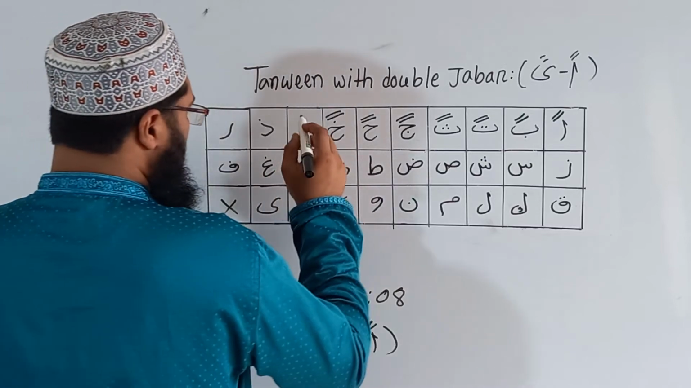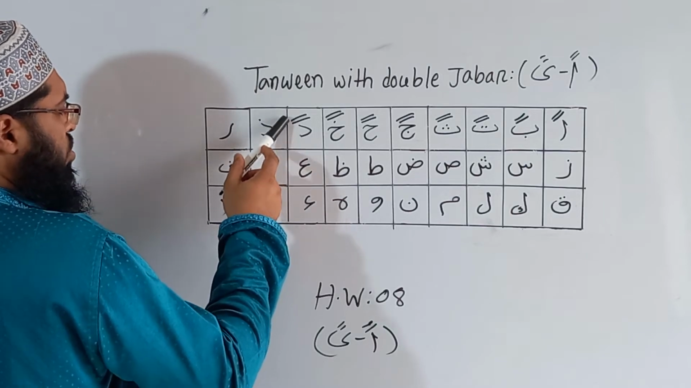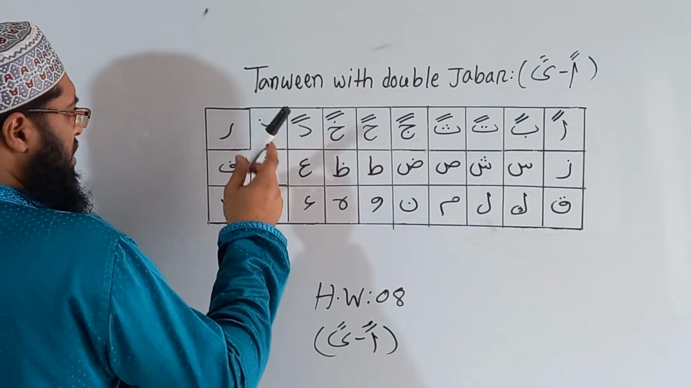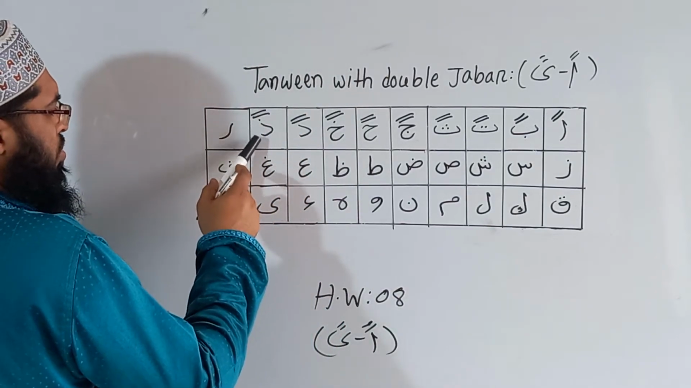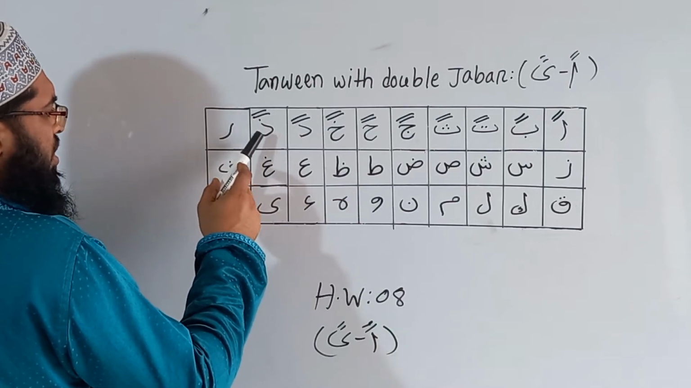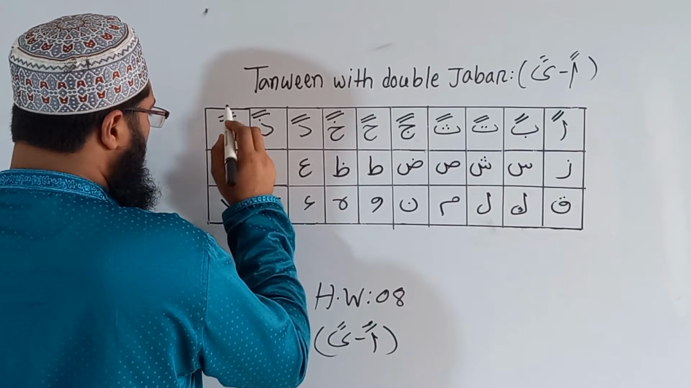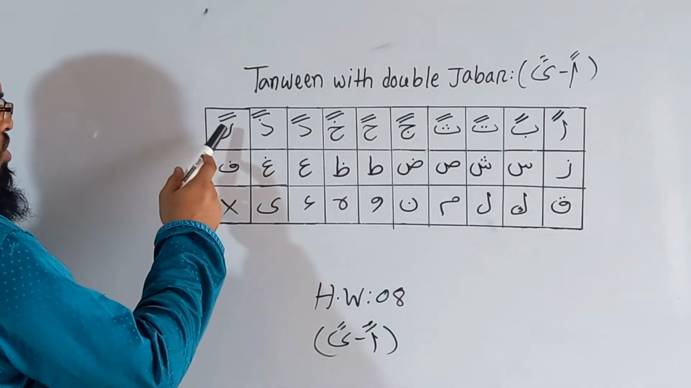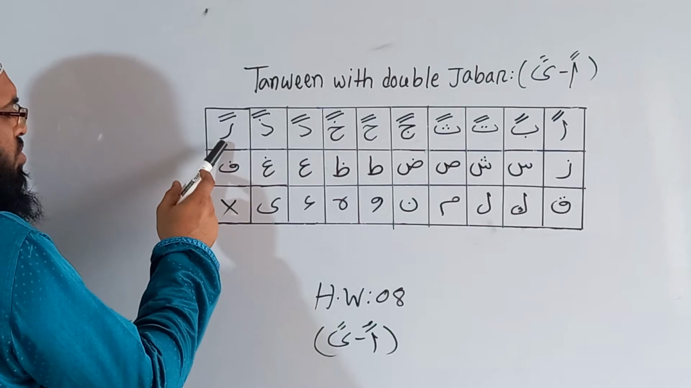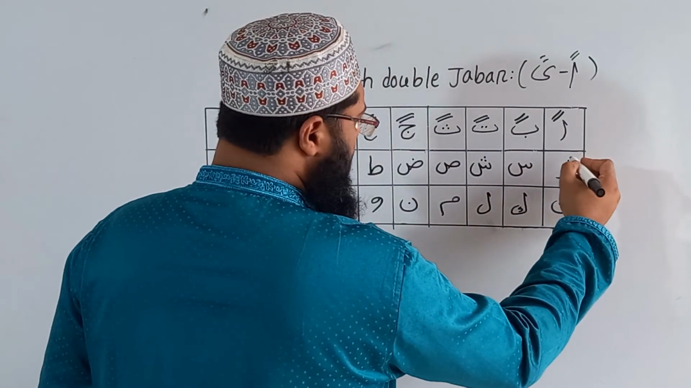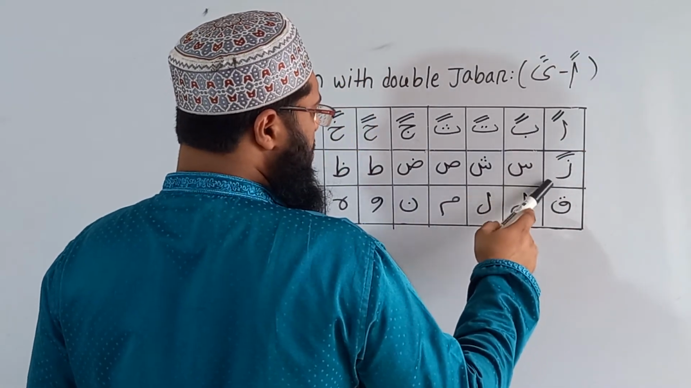This one is Ho. Now you have to pronounce this one Dal dui Jabar dan. Then now I am giving double Jabar over the Ra, and you have to pronounce this one Ra dui Jabar ron, not Ra. This one is Ra. And now this one is Za. Now you have to pronounce this one Za dui Jabar zan.